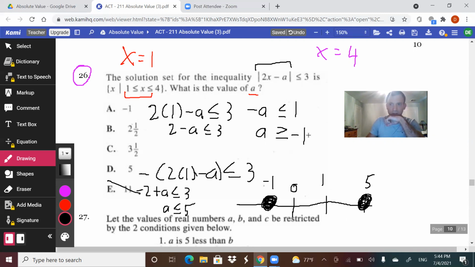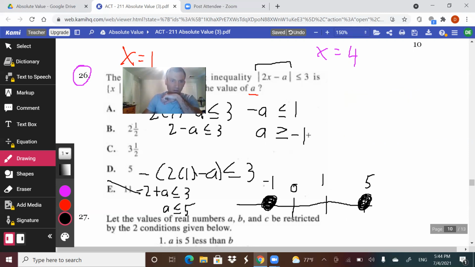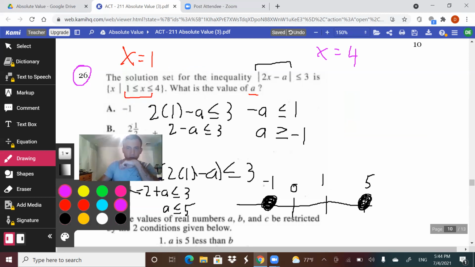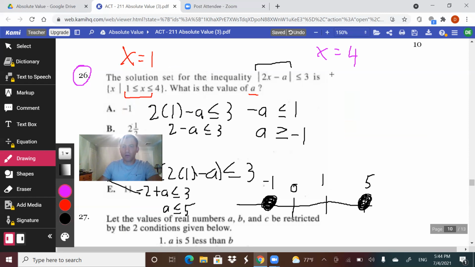So, all right, thanks a lot. That was helpful. But we shouldn't give up yet. Let's see what happens here. So if we plug in 4, what we'll have is 2 times 4 minus a is less than or equal to 3.